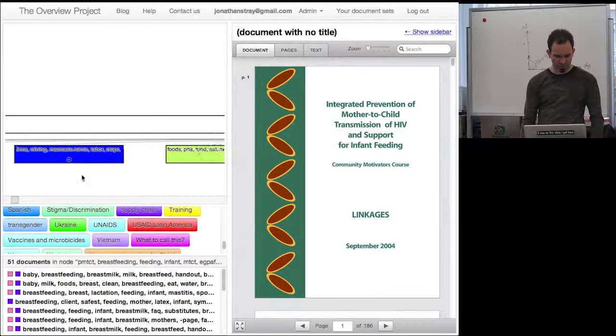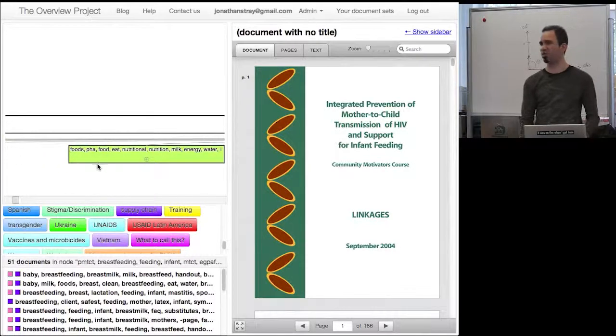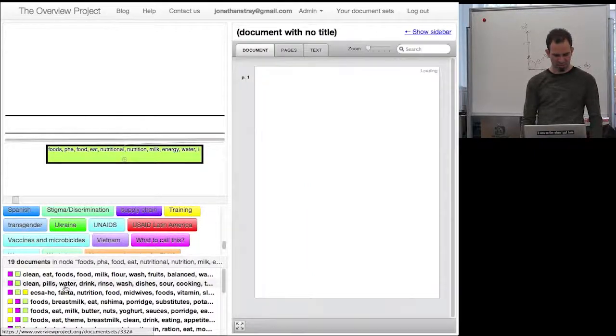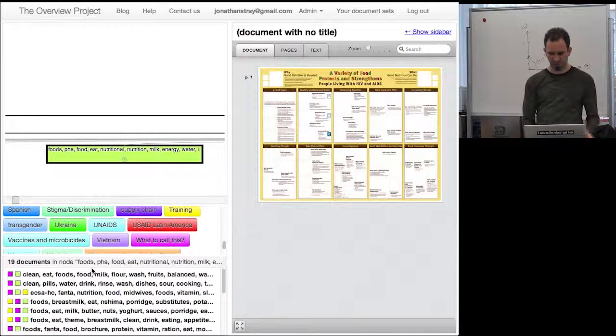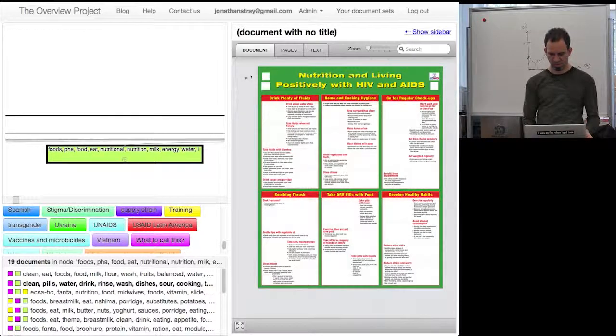So here you go: foods, PHA is persons with HIV AIDS, eats, nutritional, milk, energy, water. So that's something about nutrition, right? And in fact, yes, it is something about nutrition. Here's a chart for how to eat if you have AIDS.